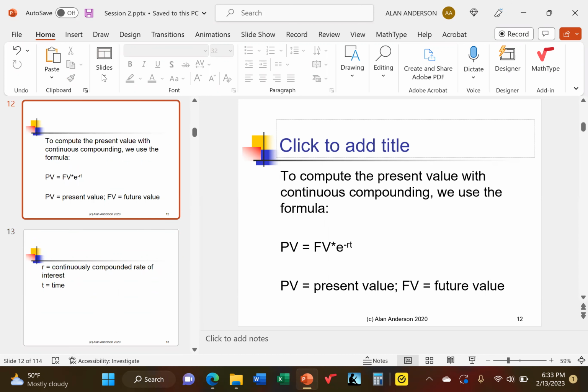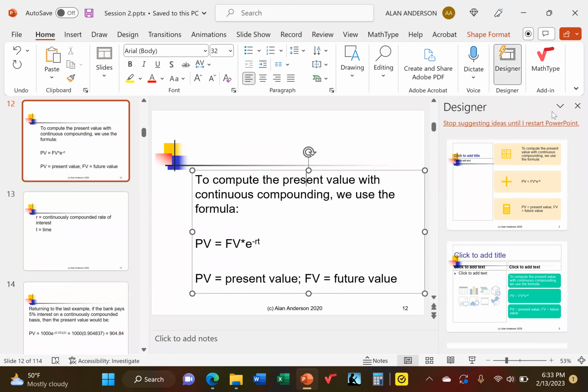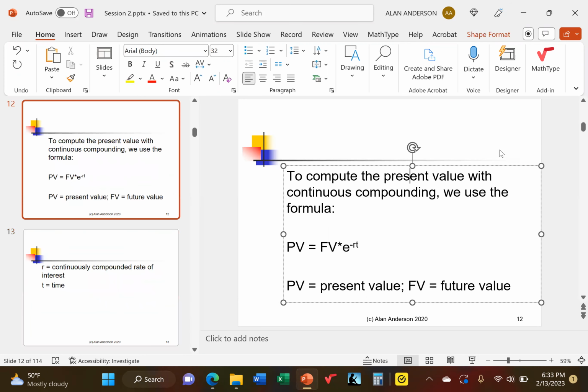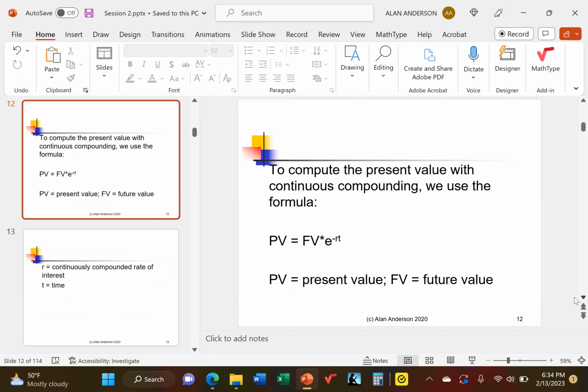So actually, I'm going to save this. What I'm doing here is basically adding a bunch of new stuff to the notes. I'll save these and I can post these on Brightspace and make them available to you, so we don't lose any of this.